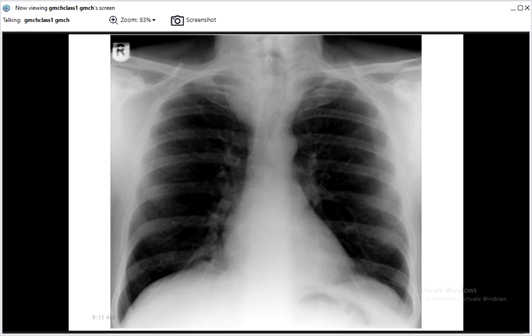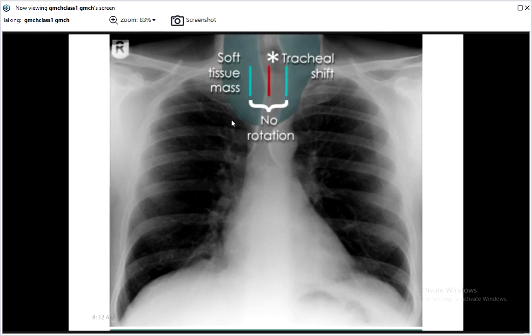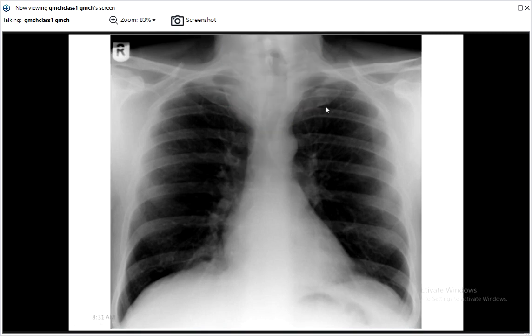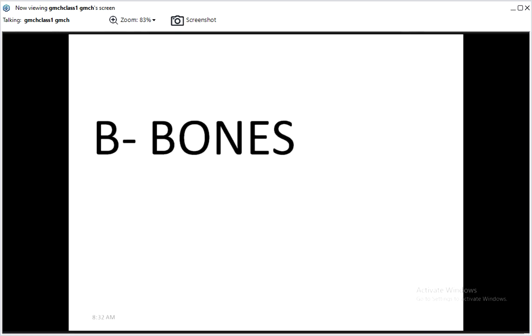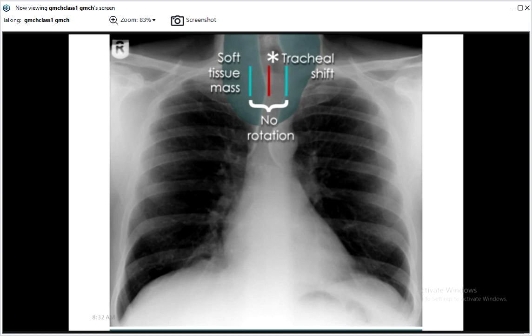So this is an X-ray chest here. What you can see, where is the trachea? So this is the trachea, and there is one soft tissue mass. This film is not a rotated film. If you see, the clavicles are fine. So the trachea is deviated to the left side, and there is some soft tissue mass which has led to the deviation of the trachea to the opposite side.